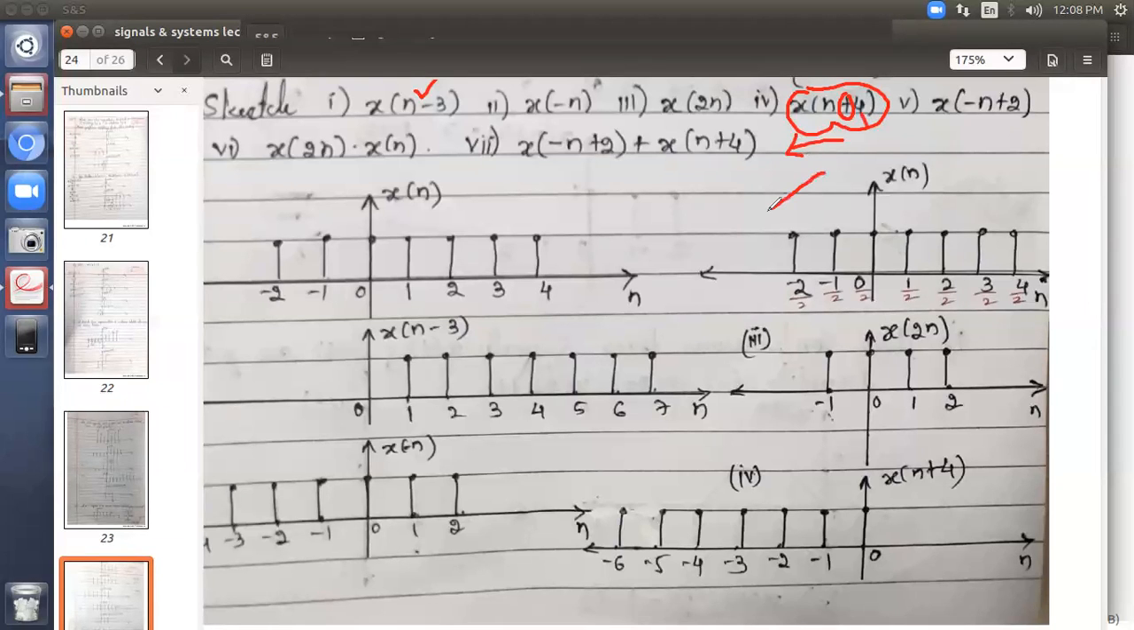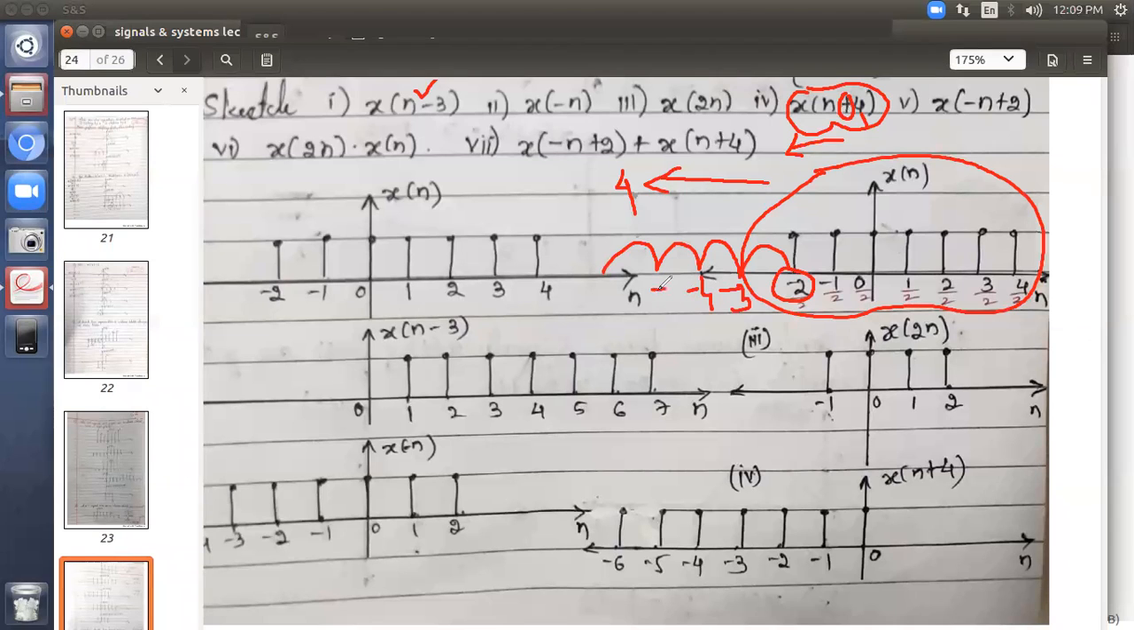Let us take this original signal. If I shift this minus 2 point to the left side by 4 amounts, let's see where I will arrive at. 1 point, 2 point, 3 point, 4 point. Let me mark it: minus 3, minus 4, minus 5 and minus 6. I started with minus 2, 1, 2, 3 and 4. I will reach minus 6 if I go towards the left side by 4 amounts.